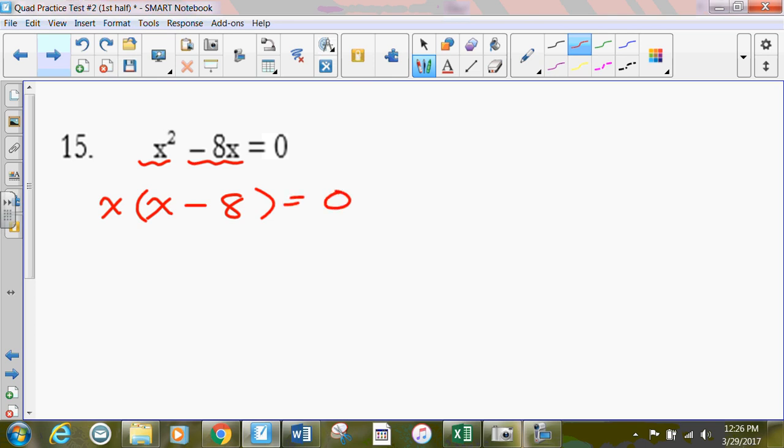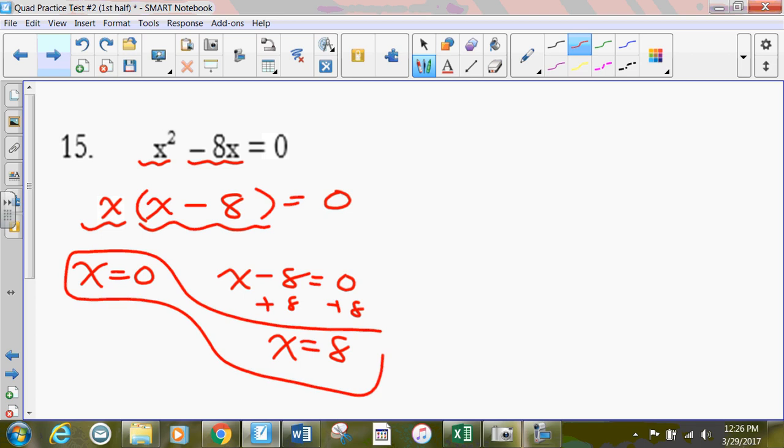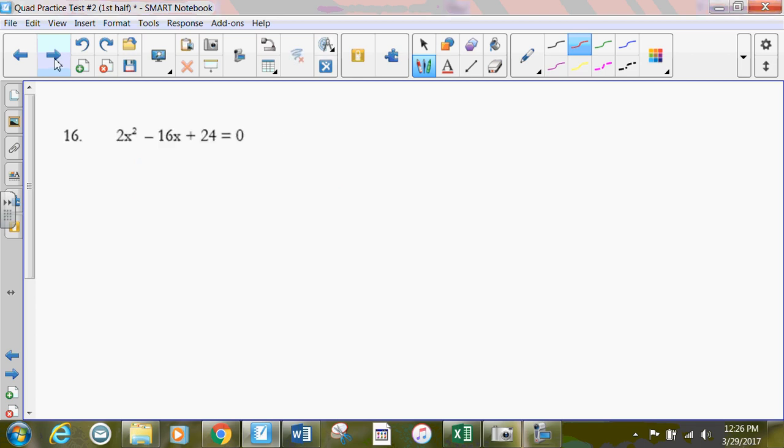All right, why did we factor? Because now we have something times something equals 0. So either x equals 0 or x minus 8 equals 0. So we have two answers. Either x is 0 or x is 8. Both of those will work to make that equation true. I believe this is our last one.